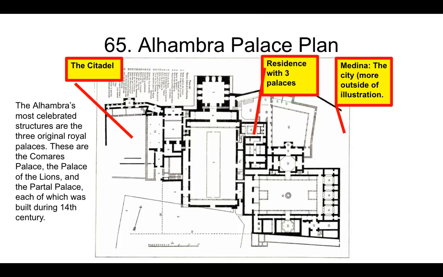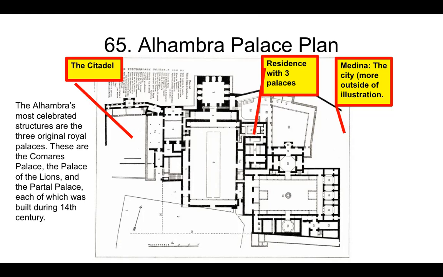Right. So a citadel is like a stronghold for the military. And so it is where they kept their weapons, where they had their forces, right? So they'd have soldiers. It's where they would practice combat. And so it was fortified and also had its own army. And the entire palace is really a series of 3 separate palaces that are joined together, and they were created by different rulers. So we have the Comares Palace, the Palace of the Lions, and the Partal Palace, and they were all built during different time periods in the 14th century.